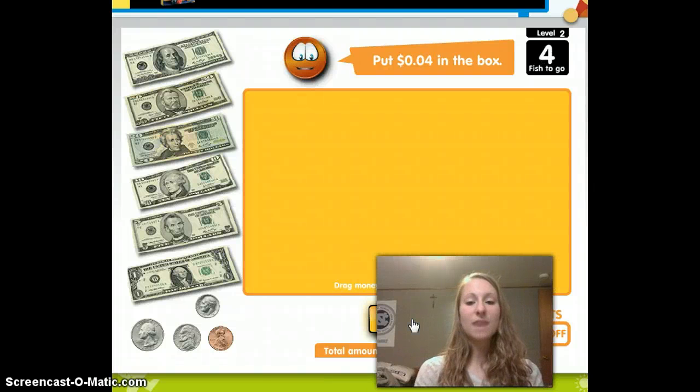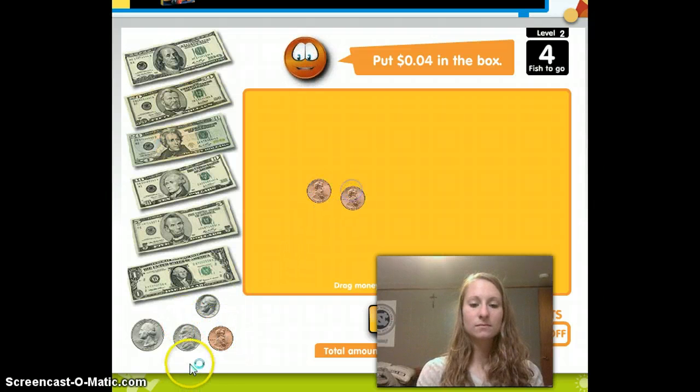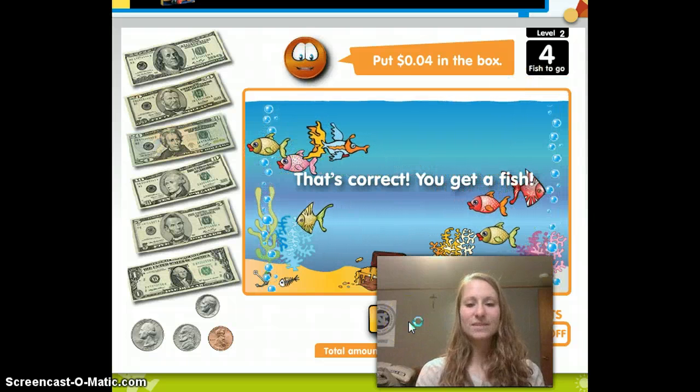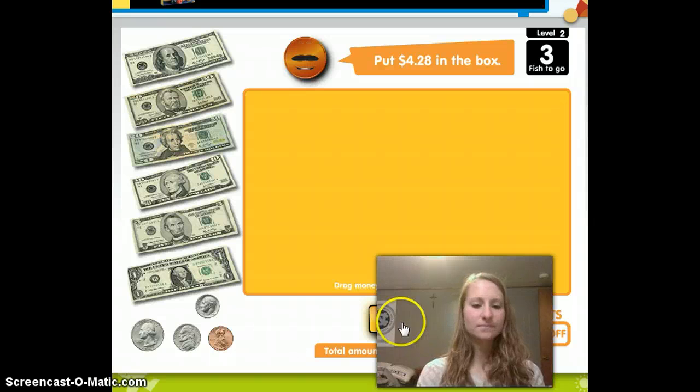Either way is correct, though. Now, our next amount is 4 cents. No, you can't use a nickel. That is worth 5 cents. Now you should use your 4 pennies. Good job. You guys are catching on to this pretty good.